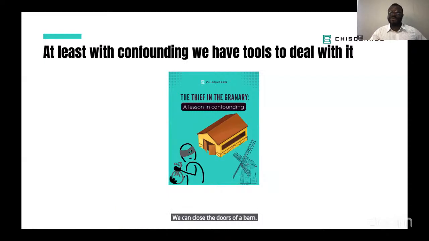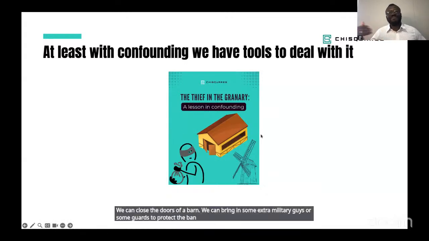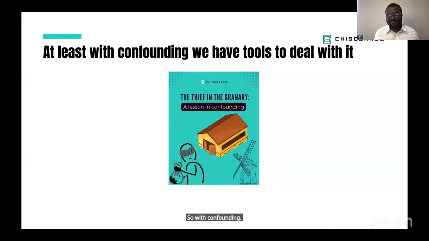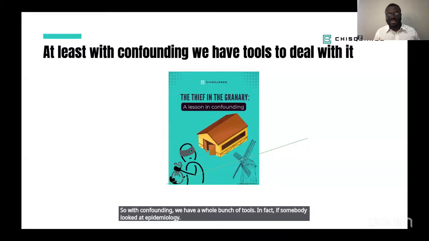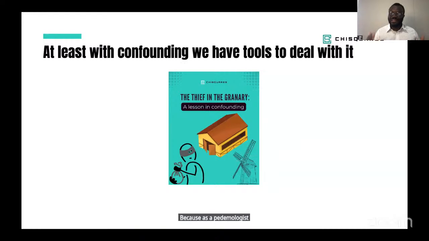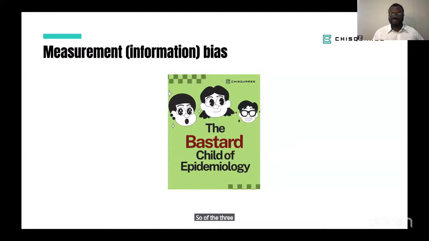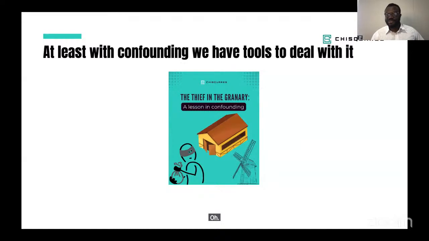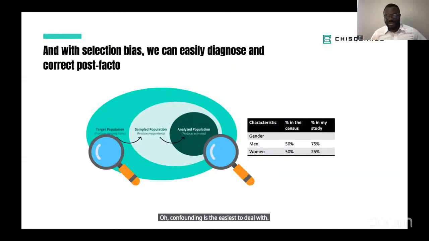We can close the doors of the barn. We can bring in some extra military guys or some guards to protect the barn. There are many, many things we can do to stop this thief from breaking in and stealing grain. So with confounding, we have a whole bunch of tools. In fact, if somebody looked at epidemiology, they might be forgiven for thinking that epidemiology is all about confounding, because as epidemiologists, we surely do talk a lot about confounding. So of the three, confounding, measurement bias, and selection bias, confounding is the easiest to deal with. The same thing with selection bias, right?